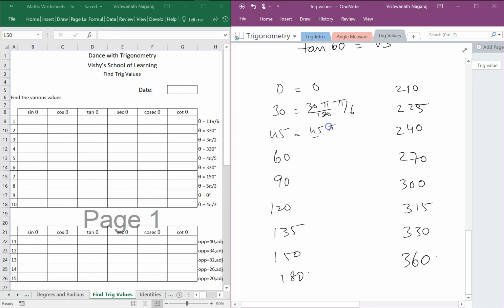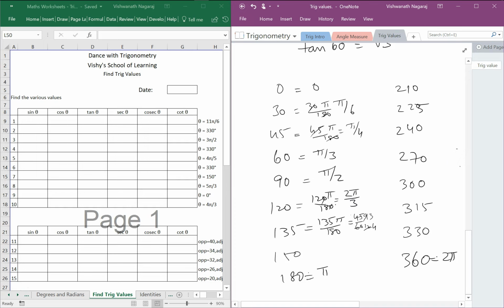45 pi by 180. So 45 4s are, so pi by 4, pi by 3, pi by 2. This is pi, this is 2 pi. Yes, this is 3 pi by 4. Now 120 pi by 180, so 2 pi by 3. Okay, this is wrong. So this will be 3 pi by 4. This is 150 pi by 180, 3 5s are, 3 6 are, 5 pi by 6. This is pi.